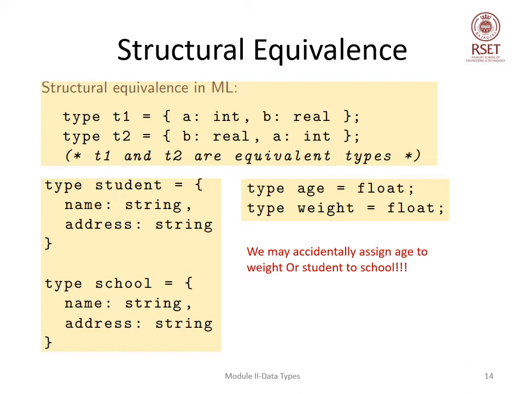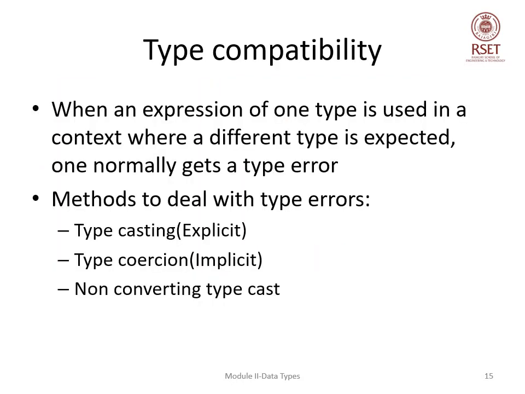So one of the issues of structural equivalence is that we might assign age to weight or weight to age because both of them are float. Okay, such mistakes can happen. Let's see what happens when you encounter a value that was not expected in a particular context. That type of error is called a type error. You were expecting a particular data type, you got something else.